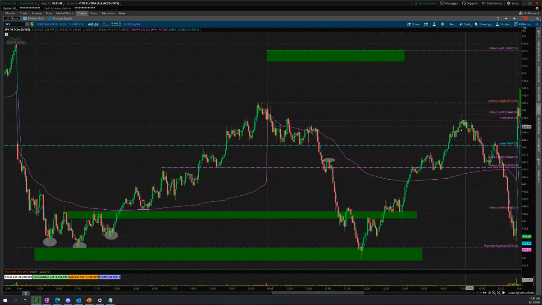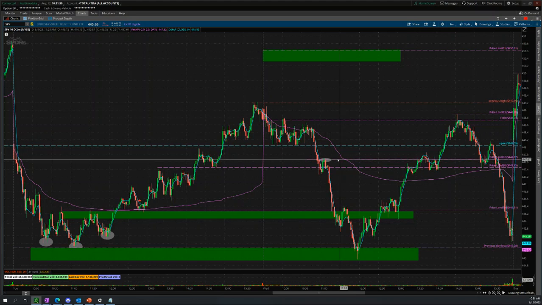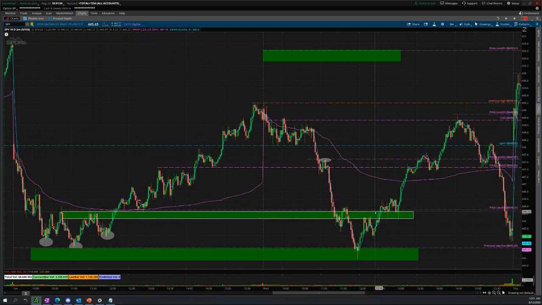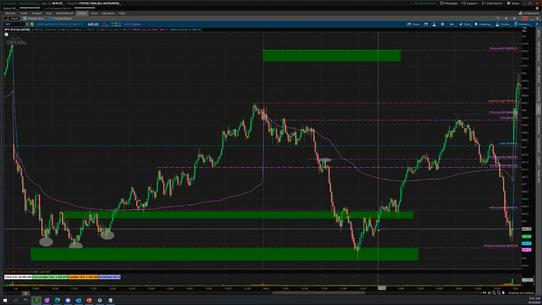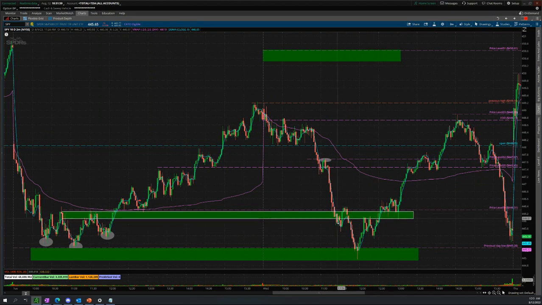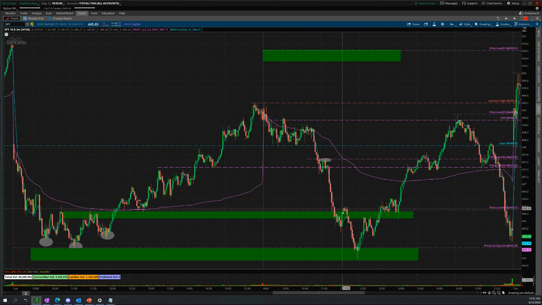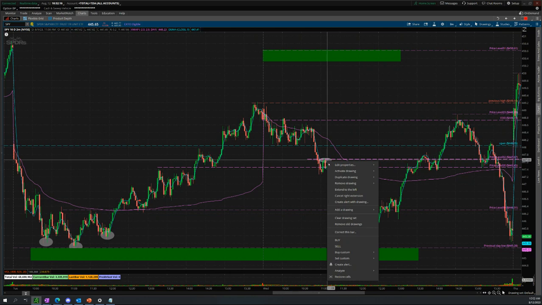But check it. You see that level I was talking about, that 446 target. I was expecting buyers to show up there. When buyers didn't show up there, and we retested it from the bottom and sellers showed up, I literally took that trade short to the previous day low and made 70% on that. Did I capture the whole move? No, but those buyers that I thought were going to show up never showed up.